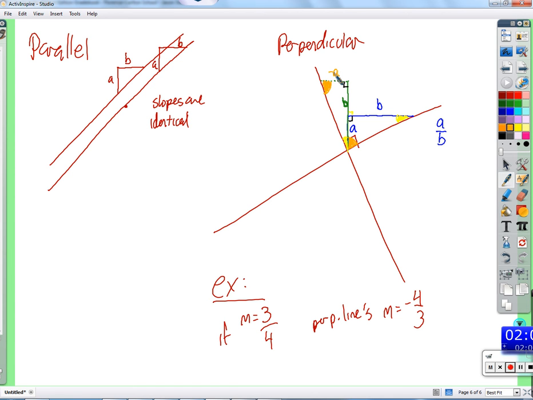Okay, so this slope is A over B. The slope of this perpendicular line must be negative B over A. So there's a proof that perpendicular lines must have opposite reciprocal slopes. Not because of magic, not because somebody told you, because it's just the way it must be. That proves it right there. Algebra, art.